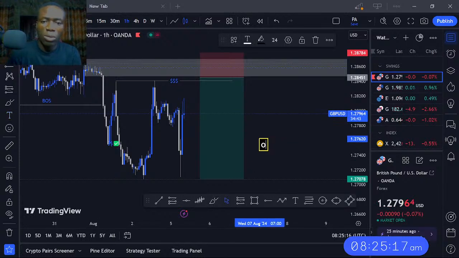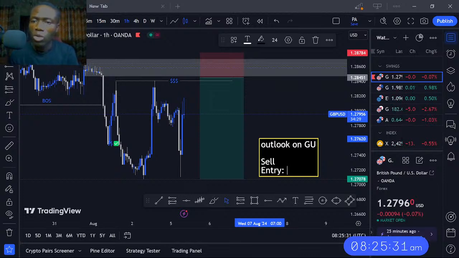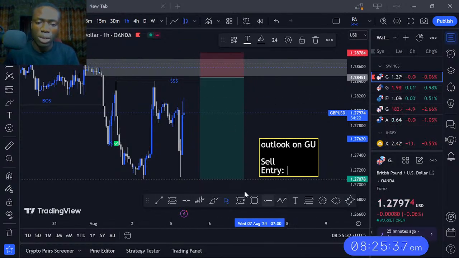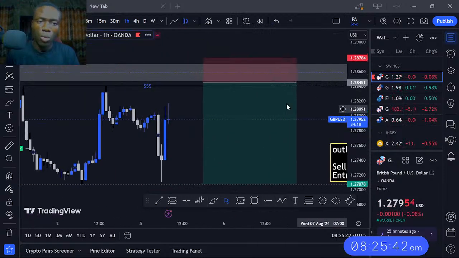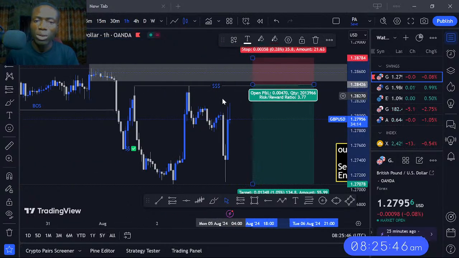So first outlook on GBP USD, which is GU. Sell entry. So we'll be looking for an entry. Once the market comes back into this area of supply, this area of supply we identified here, once the market taps into this area, we'll be waiting for a 15-minute candle to close bearish.